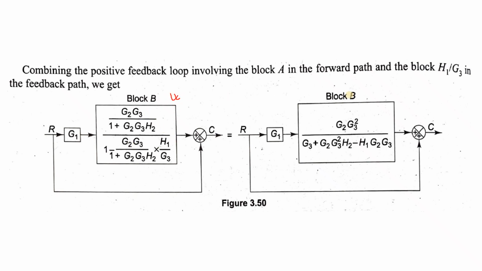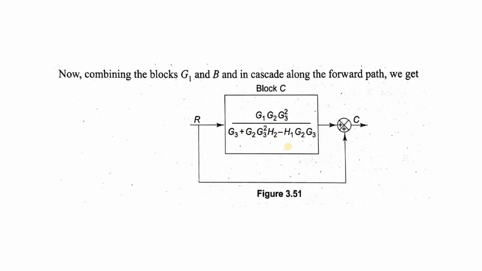So if you have to modify this, you have to modify this block B first. So it is modified to this, and this is the modified one. You can see it is written G2 G3 square, because G2 into G3 into G3. In the denominator there is also a G3 square. So even if you cancel them, you will still get a G3 square. Then multiply G1 with this.